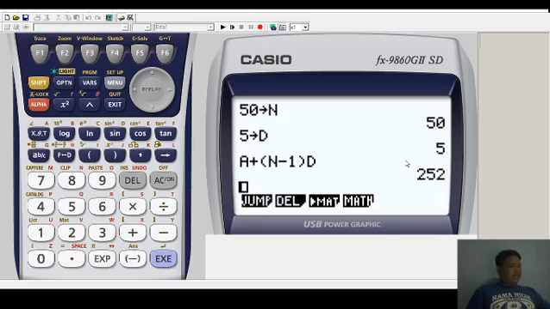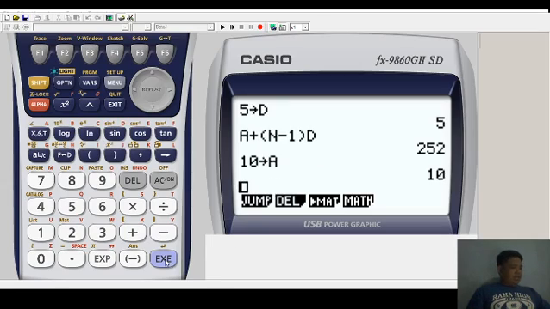Now we just need to get the 50th term for column 3. So we need to assign values again. So 10, click 1, 0, and arrow right, click alpha X theta T, so that 10 will be assigned to our variable A. Press execute. And then after that, still press 50, press alpha and then 8, so it will be assigned to our variable N. Do not forget to press execute on your calculator.